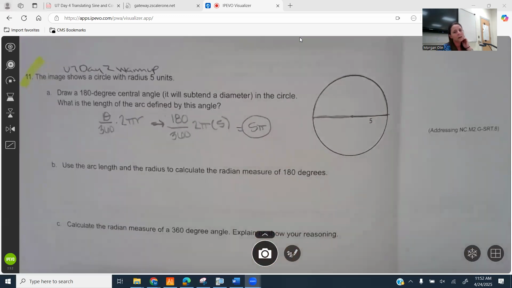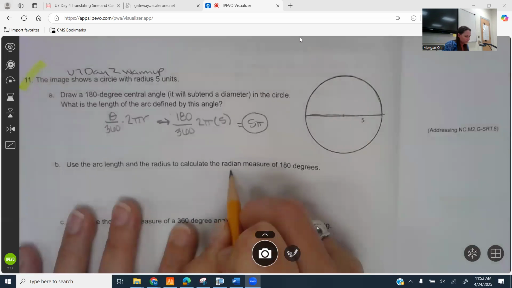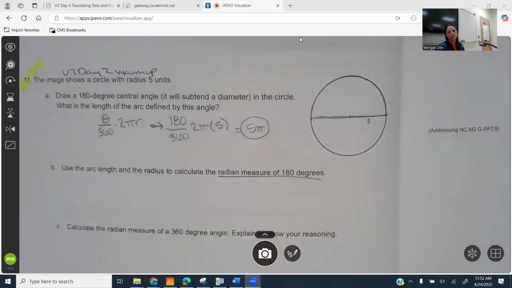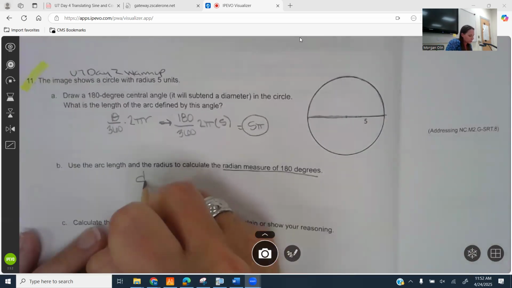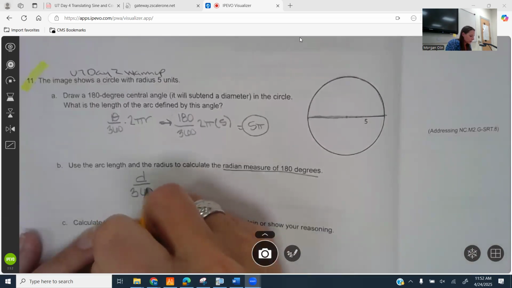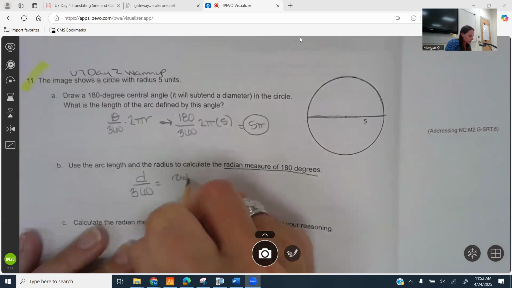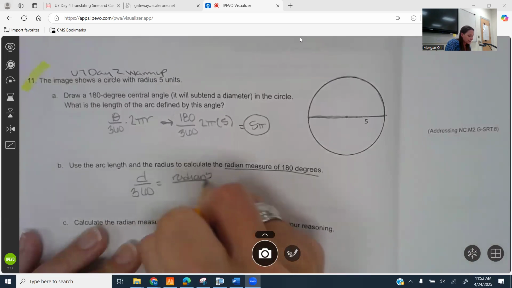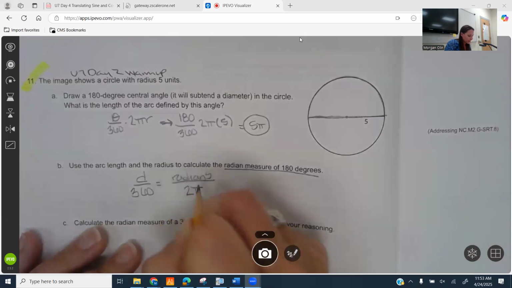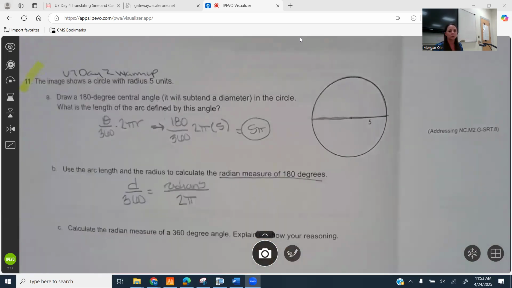Now use this arc length and the radius to calculate the radian measure of 180 degrees. Okay, so let's think about this. We want the radian measure of 180 degrees. Well, we've talked about in the past, how many degrees is a whole circle? 360. And how many radians is a whole circle? Well, 2 pi. A whole circle is 2 pi.